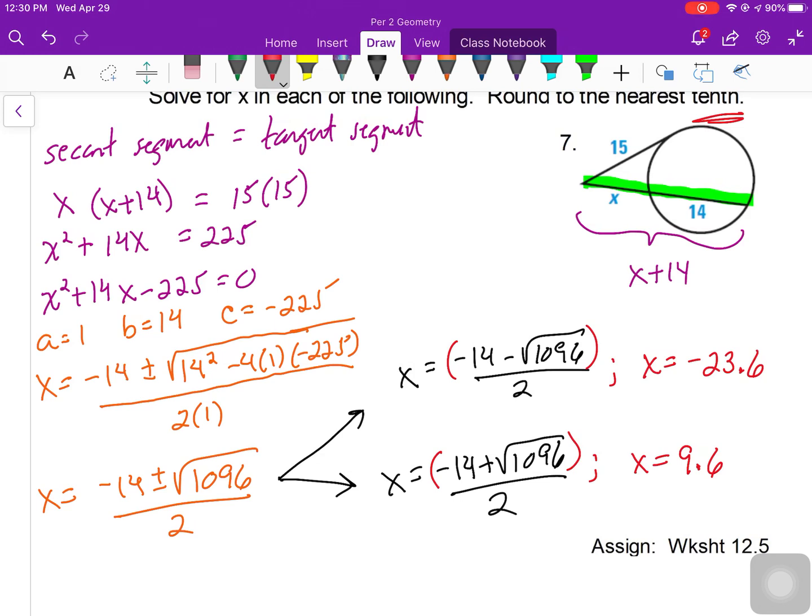In this problem, once again, we couldn't use the negative because a distance can't be negative, a length of a segment. So we would only box this one. And do not forget, you must box your answers.